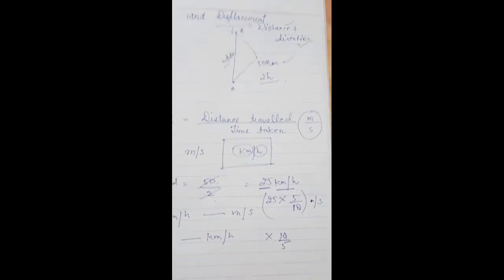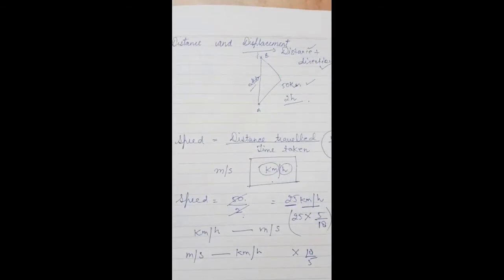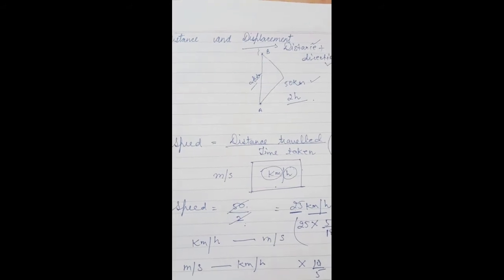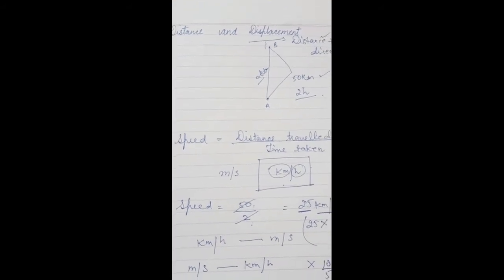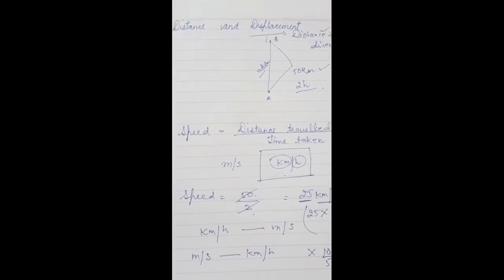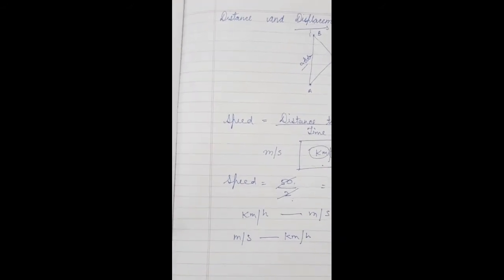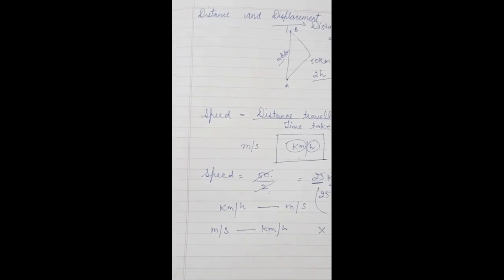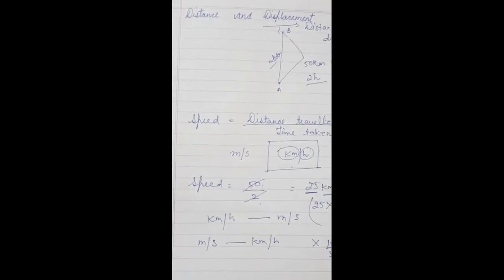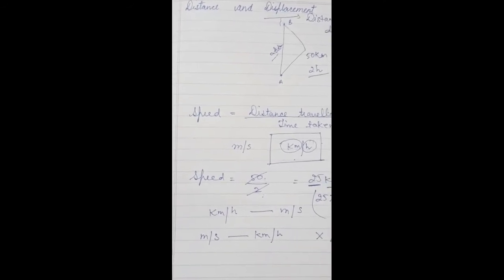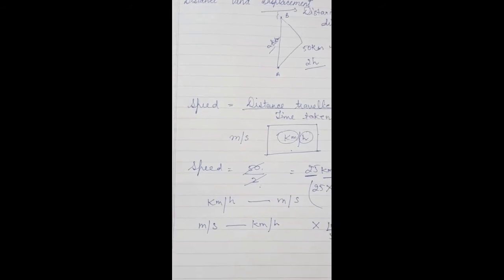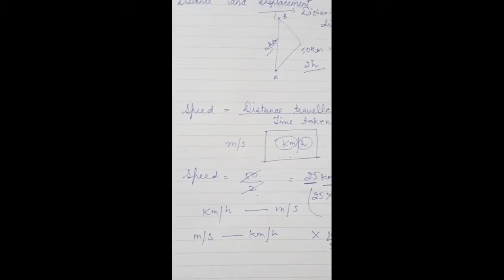In uniform motion, the speed of an object is constant and the direction of motion does not change. In non-uniform motion, the speed of an object is not constant and the direction of motion changes. So when there is a non-uniform motion, it means that speed is changing. So we will find out the average speed. So what is the average speed?